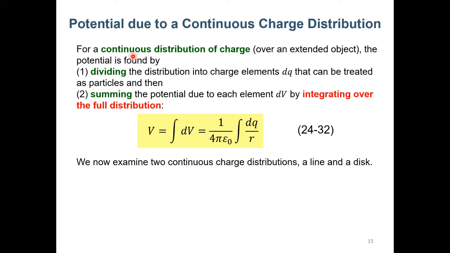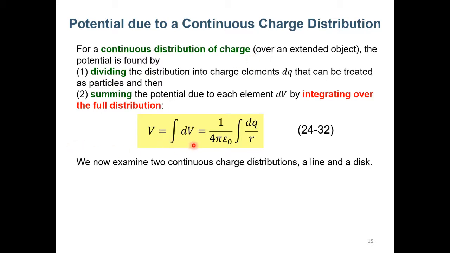So we come to more fancy math. Potential due to continuous charge distribution. For a continuous distribution of charge, we cannot add them together because they are continuous. We cannot count them. So as usual, we separate into infinitely small elements and then we integrate them.